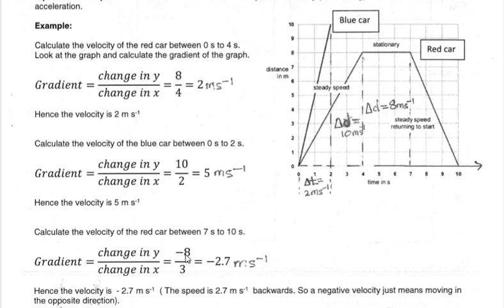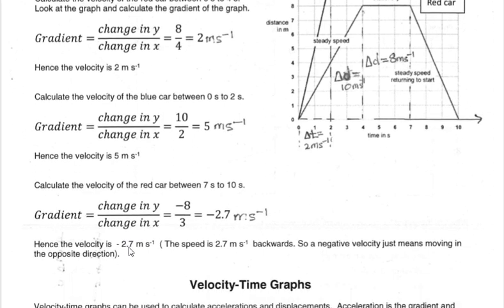So the change in y is -8 and the change in x is 3, so -8 divided by 3 is minus 2.7 meters per second. Hence the velocity is minus 2.7 meters per second. It's actually the speed is 2.7 meters per second backwards, so a negative velocity just means moving in the opposite direction in this case.